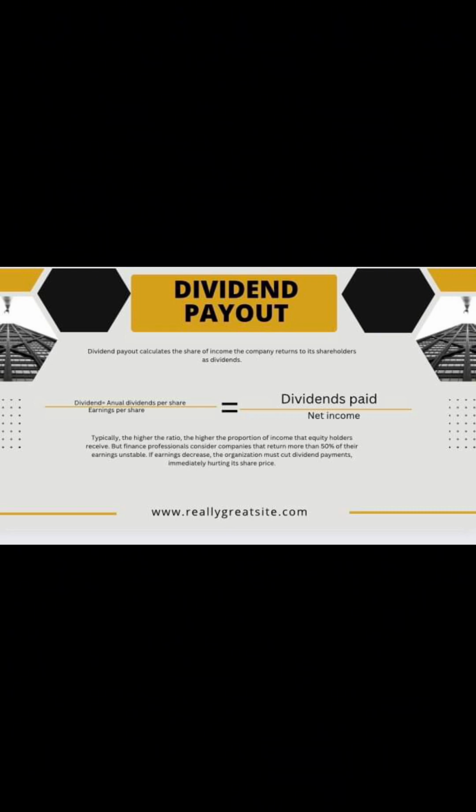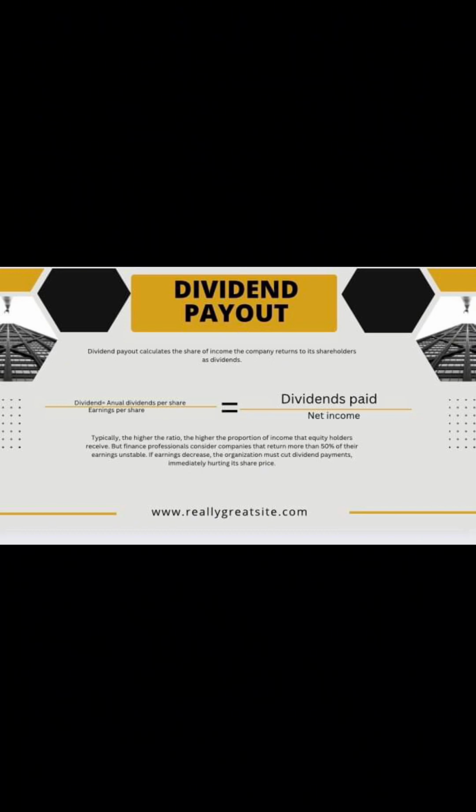If earnings decrease, the organization must cut dividend payments immediately, hurting its share price. The dividend payout ratio is the proportion of a company's net income that is paid out as dividends as a form of compensation for common and preferred shareholders.